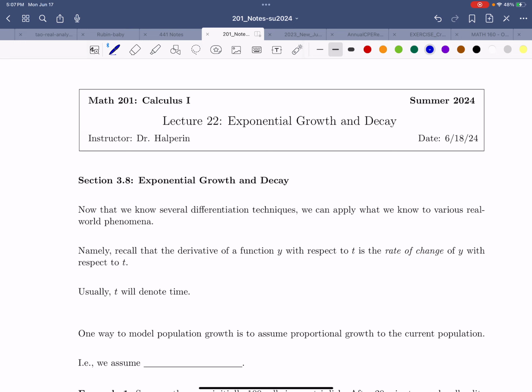Most of what we're going to be doing is not actually calculus, it's going to be arithmetic, but it's all motivated by calculus. We're using a model to determine the population at a certain time t. And the way that we set up our model is we use calculus.